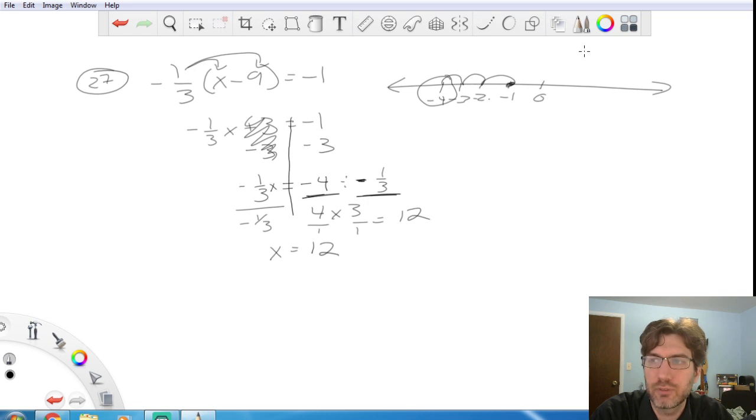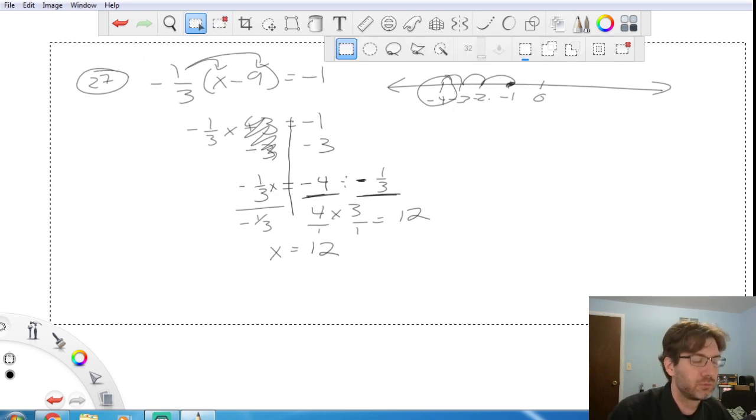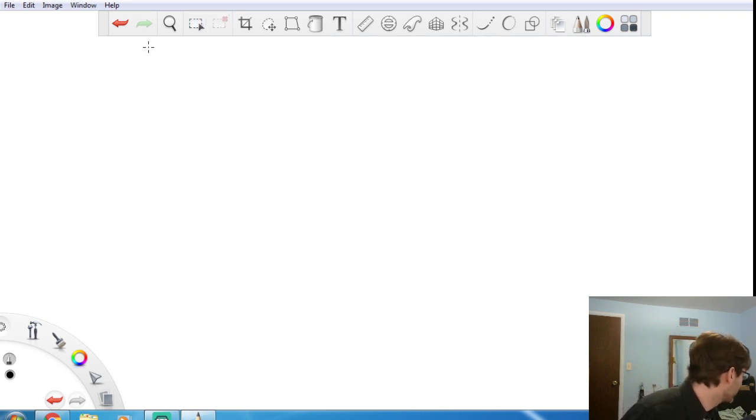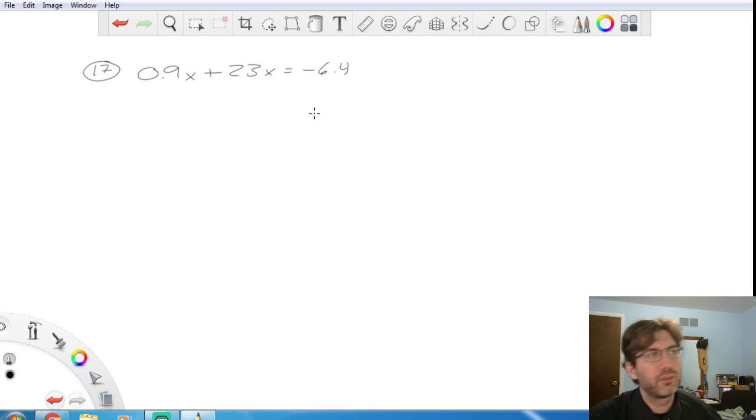And from there, you want me to do 17? I can do 17 before we go. 17 says x plus 2.3x equals negative 6.4. Not too different. This is a decimal.